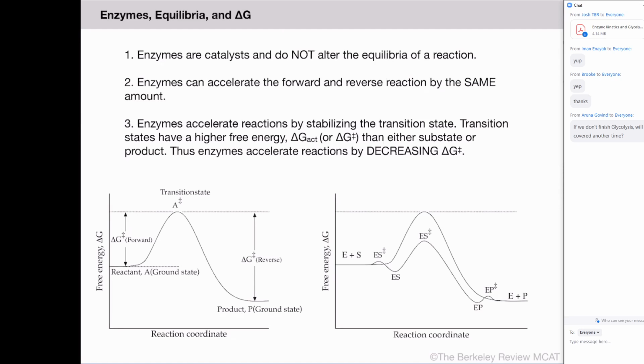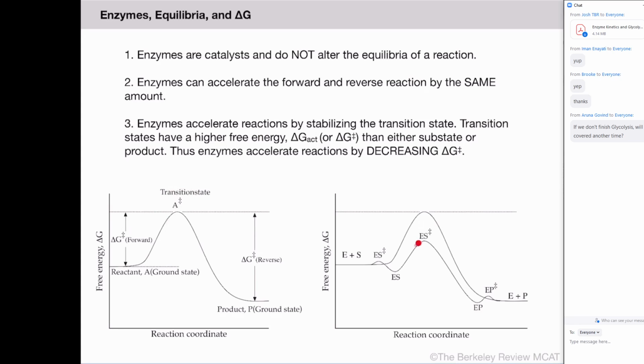And so just to go through these, right? Enzymes are catalysts. They do not alter the equilibrium of a reaction. Okay, enzymes can accelerate the forward and reverse reaction by the same amount. Okay, and so what enzymes actually do is they accelerate reactions by stabilizing the transition state. And this can be symbolized as delta G activation energy, right? Or you might see it as delta G double dagger, right? Okay, so enzymes accelerate reactions by decreasing this activation energy right here, as you can see in this.